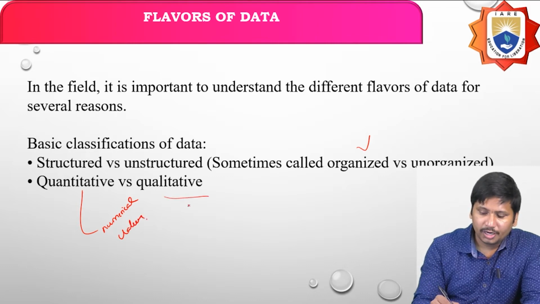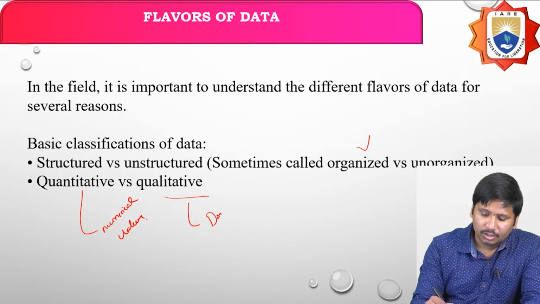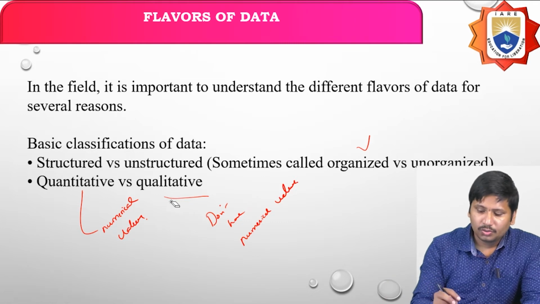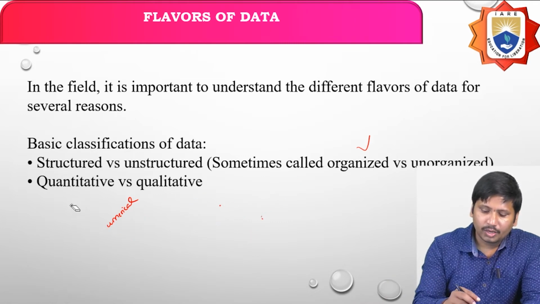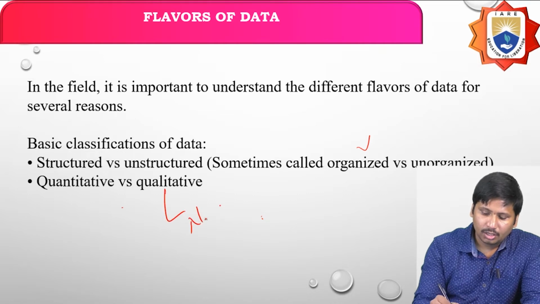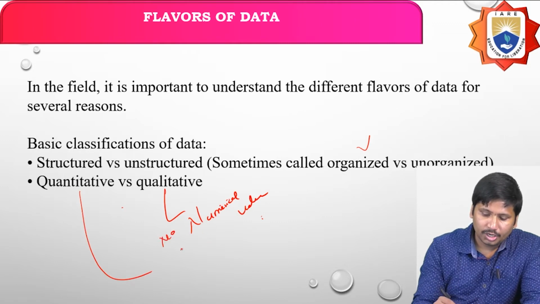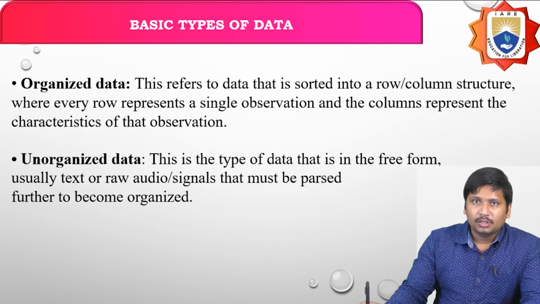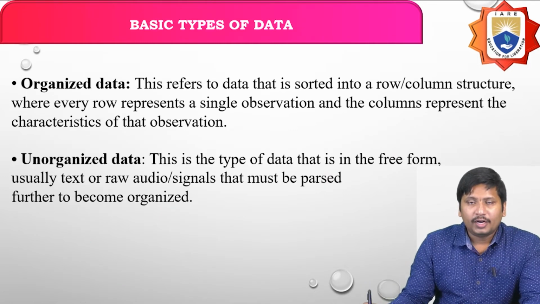Whereas qualitative data, we should not have any numerical values, right? The quantitative data means where we are able to maintain numerical values. Qualitative data has no numerical values, and quantitative data has numerical values. So what is organized data? That is the next thing.